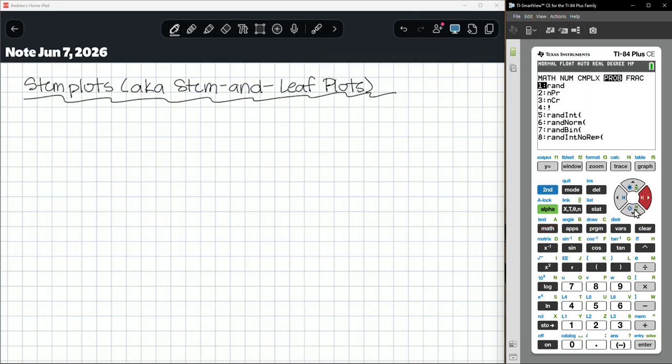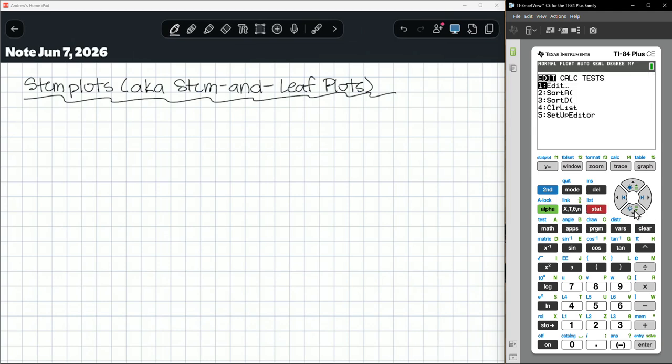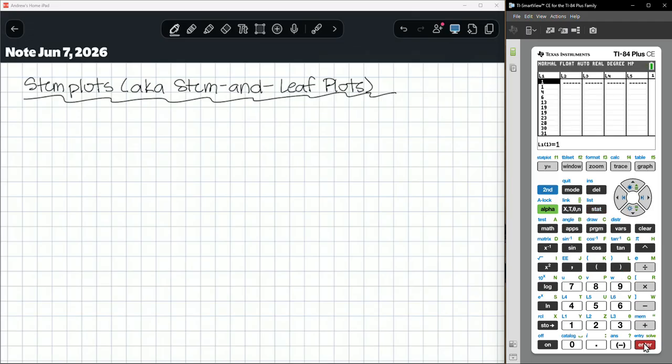Math, prob, random int. Let's go 1 to 50. And we'll choose 20 numbers again. We'll paste them in our list and we'll sort our list to make it easier to deal with. So sort ascending, and then I want to sort list 1. So I have a list of data.